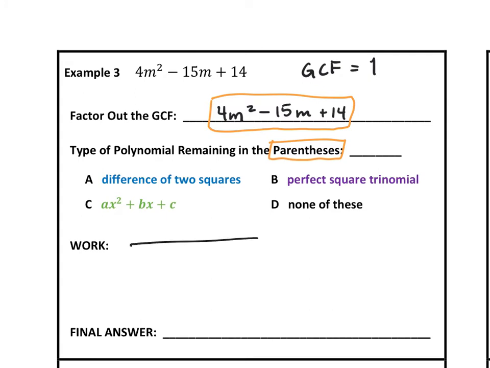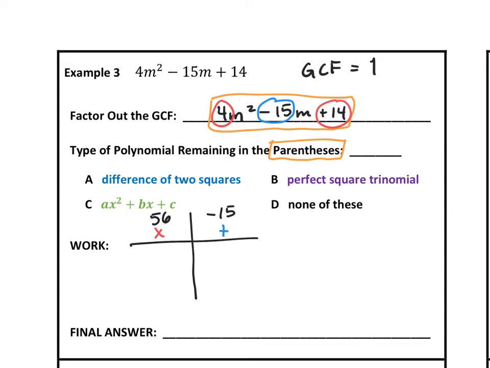Okay, so let's make our table. We're multiplying and adding. And so we're going to multiply the first number and the last number. 4 times 14 is 56. And then the middle number is negative 15. So what 2 numbers multiply to give me 56, but when they add, give me negative 15?